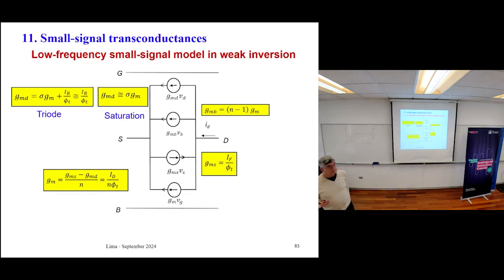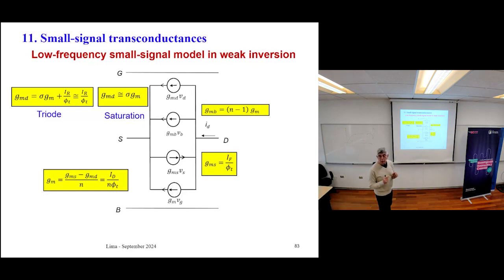What's weak inversion? The current is an exponential function of the voltage. So the derivatives are very simple. You know that the derivative of an exponential is an exponential. So we have very simple expressions. Here, the first one, GMS. GMS is just IF over phi t. But what's IF? IF is not ID. It's a part of ID, okay?